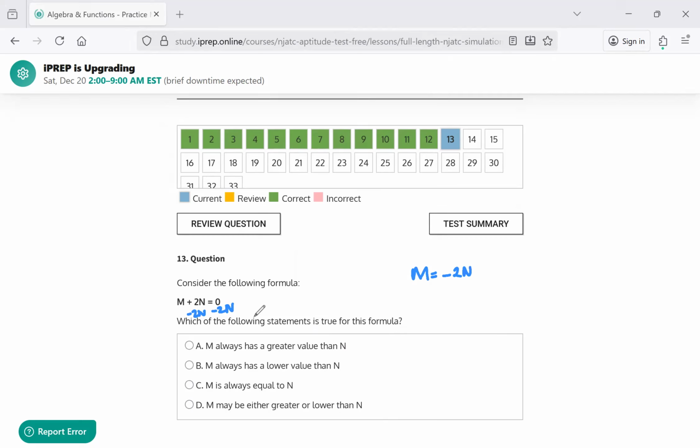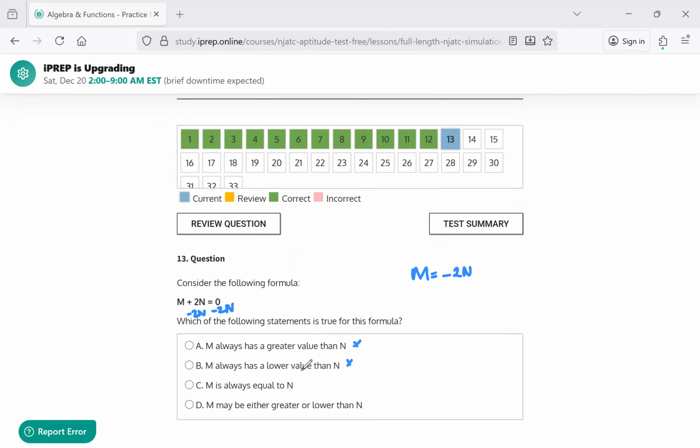Then from here, I think you could plug in values. A, M is always greater than n. That could be false because n can be negative, right? So that could be false. What about B? M is always lower than n. Not true. N can be negative, which makes m positive, so that could be false.